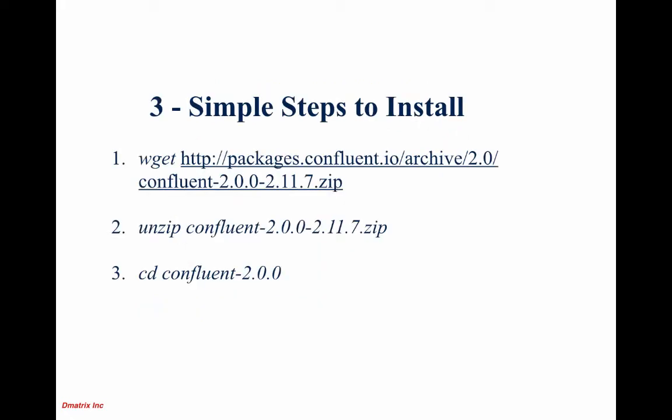So, simple three steps. You go to the URL and download this particular package. Once you have downloaded the package, you unzip it, obviously, then cd to the Confluent directory, and start getting on. Just a note of caveat: all the things that I'm doing here apply to a single server in local mode. In this case, it is on my Mac.